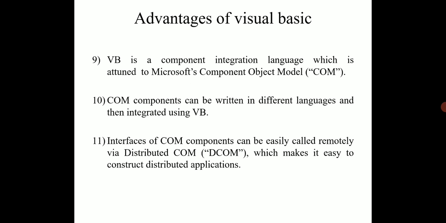This is one advantage. And VB is a component integration language which is attuned to the Microsoft Component Object Model. That is, VB is a third generation event driven programming language from Microsoft known for its component object model. So, components can be written in different languages and integrated using VB. 11th, interfaces of components can be easily called remotely via distributed COM, which makes it easy to run distributed applications. We can construct it very easily with the help of these distributed components. These are the total; there are 11 advantages of Visual Basic.